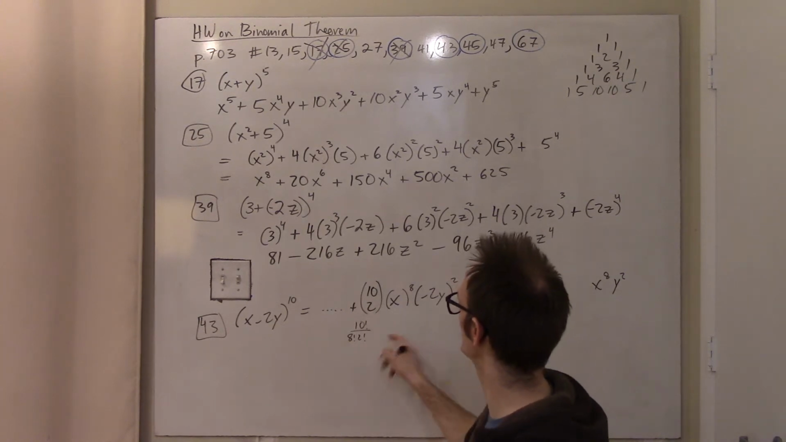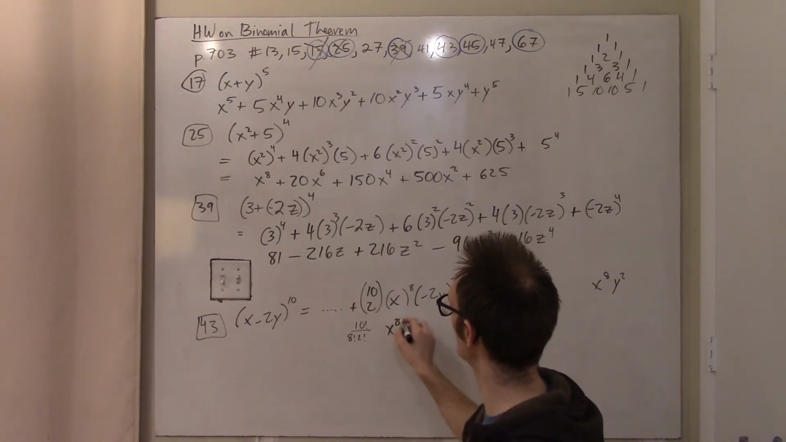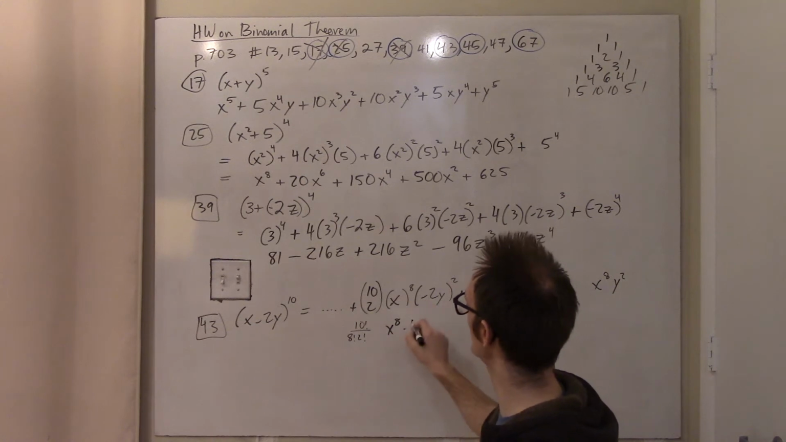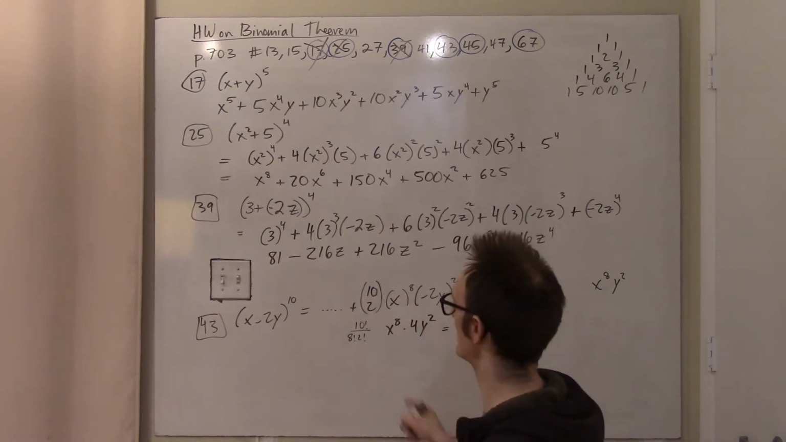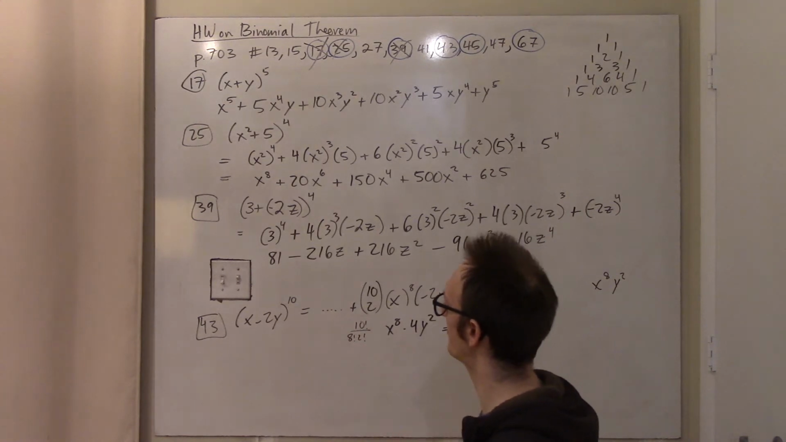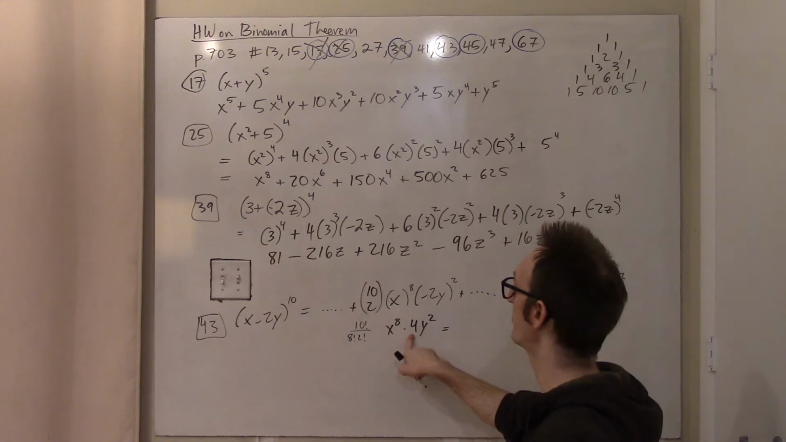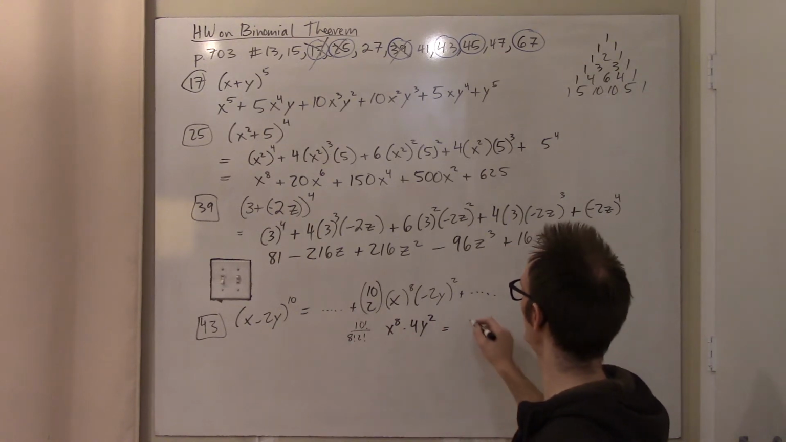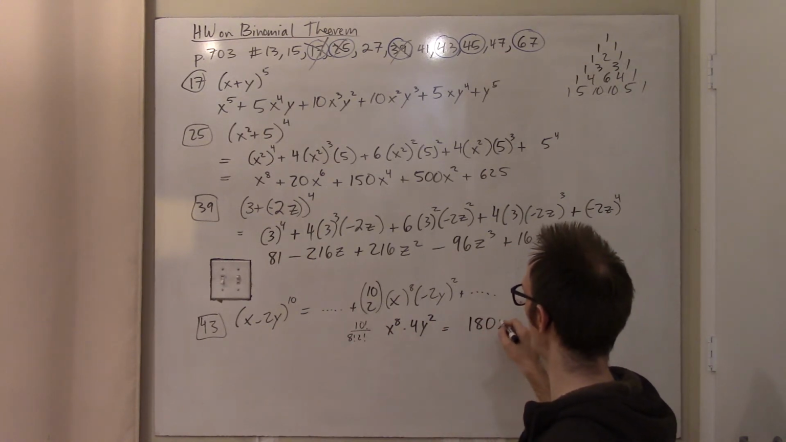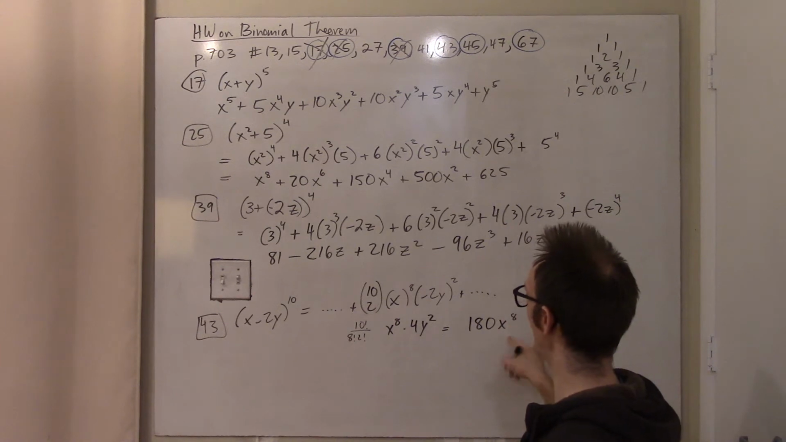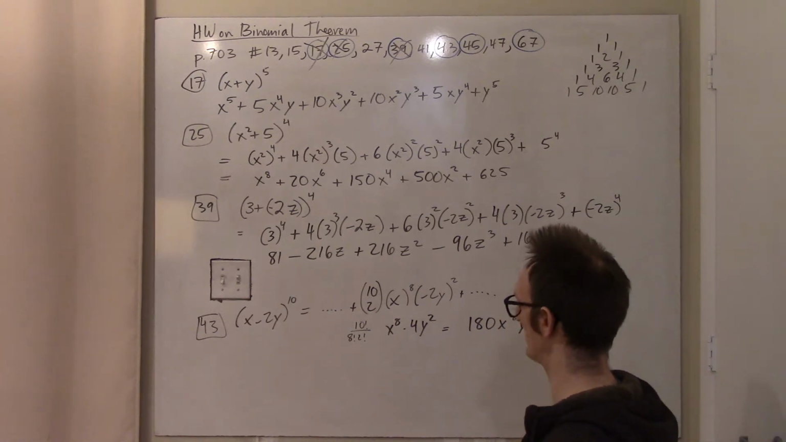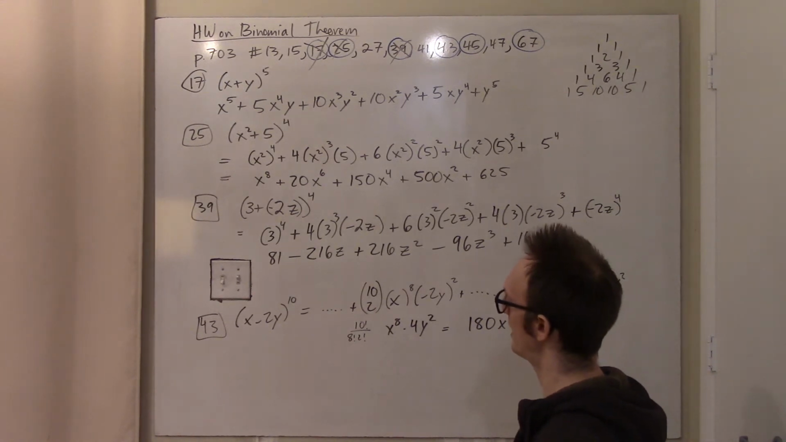So, maybe I'll just write this out. This is x to the 8th, then negative 2 squared times y squared, which is 4y squared. And so what do we get? What did I say that was? 45, right? 10 times 9 over 2, 45. So I get 45 times 4, that's just 180. And so I think the answer to this problem hopefully is 180 x to the 8th y squared. And so that's what you're supposed to do.